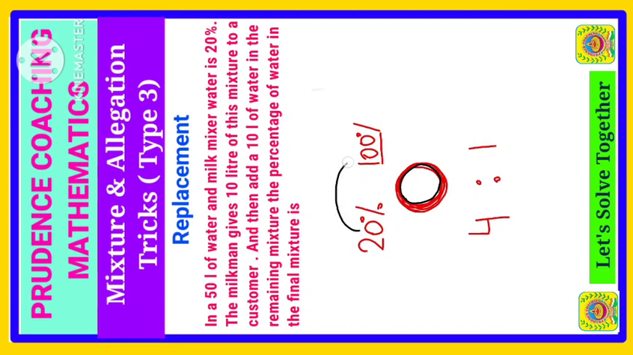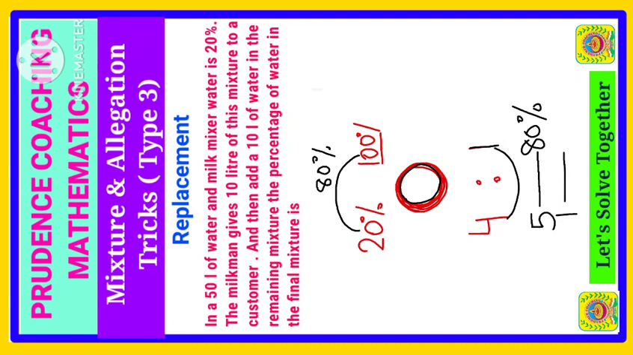How are you going to find out? First, you find the difference of these two. So 100 minus 20, what are you getting? You are getting 80%. Now in the ratio, you add: 4 plus 1, what are you getting? 5. This 5 represents 80%. Now you can find out 1 unit. So 1 unit will represent 80 by 5, that is 16%.